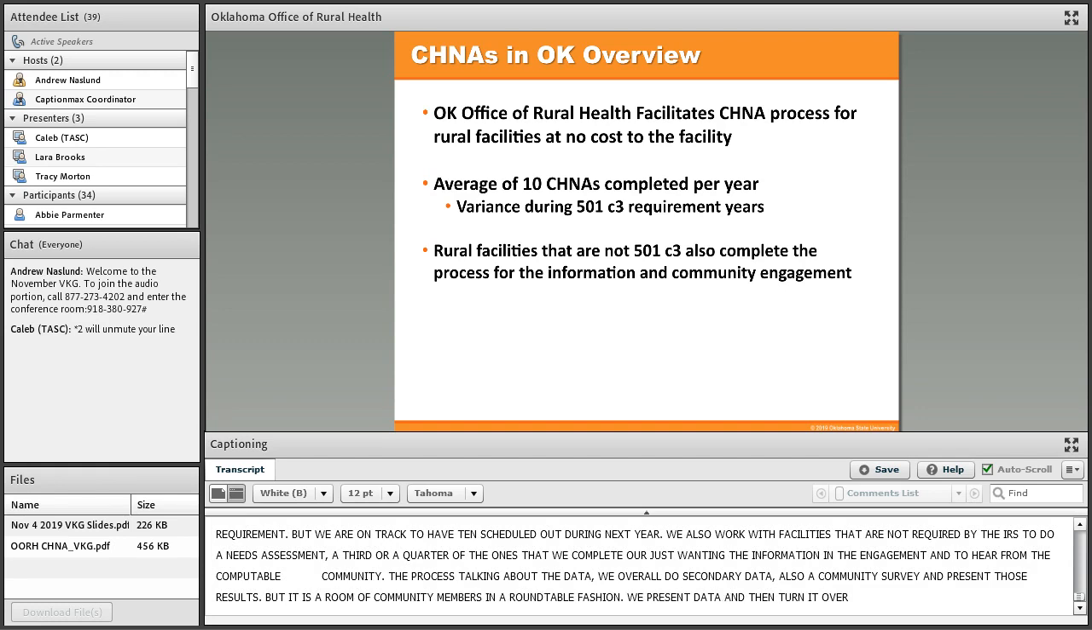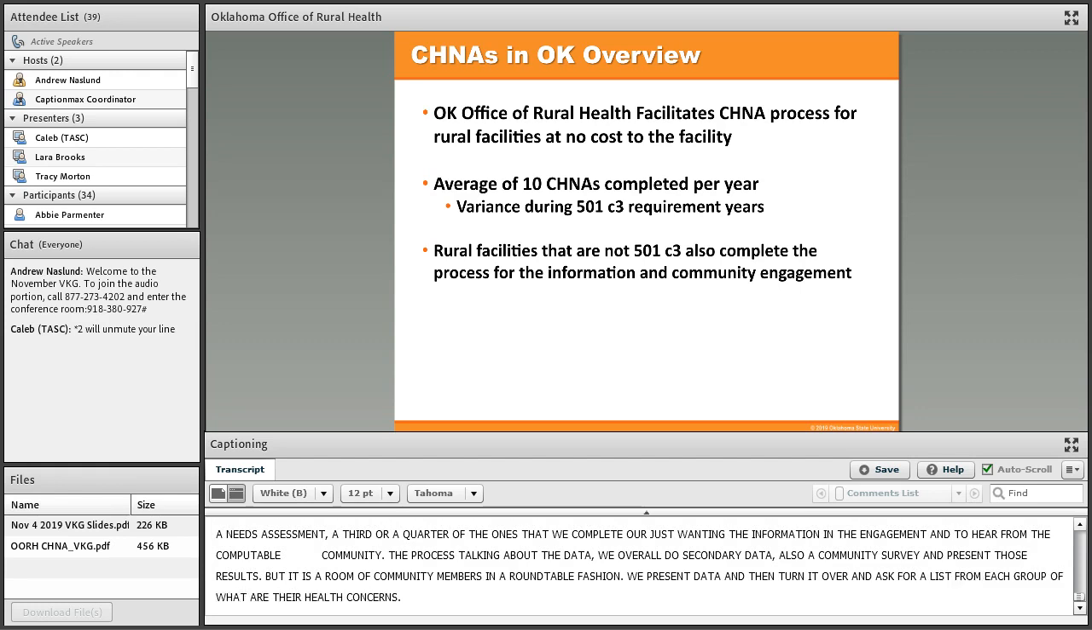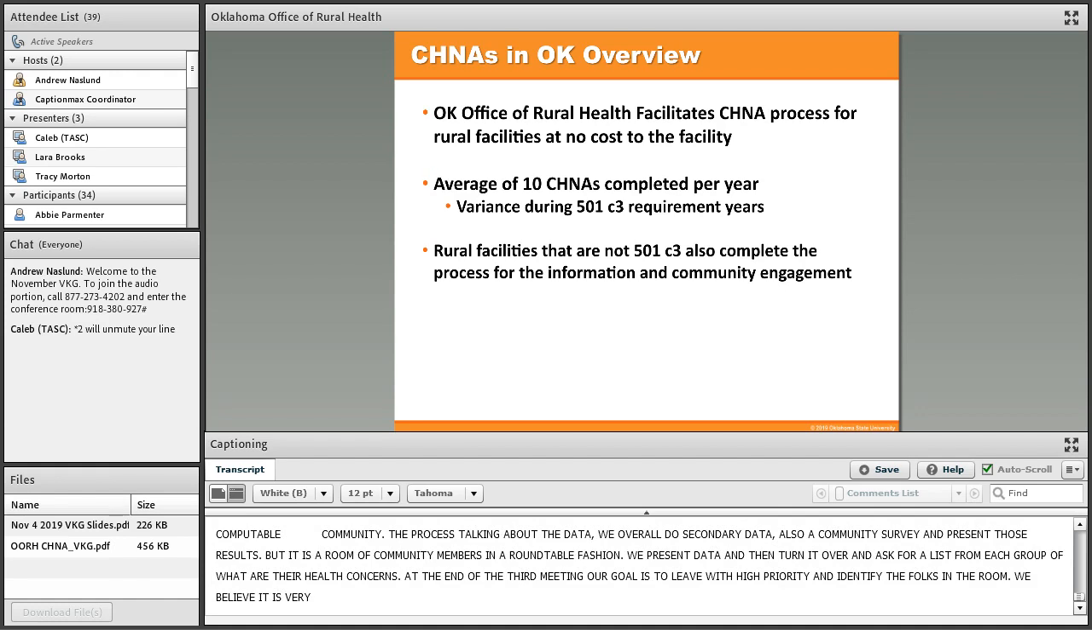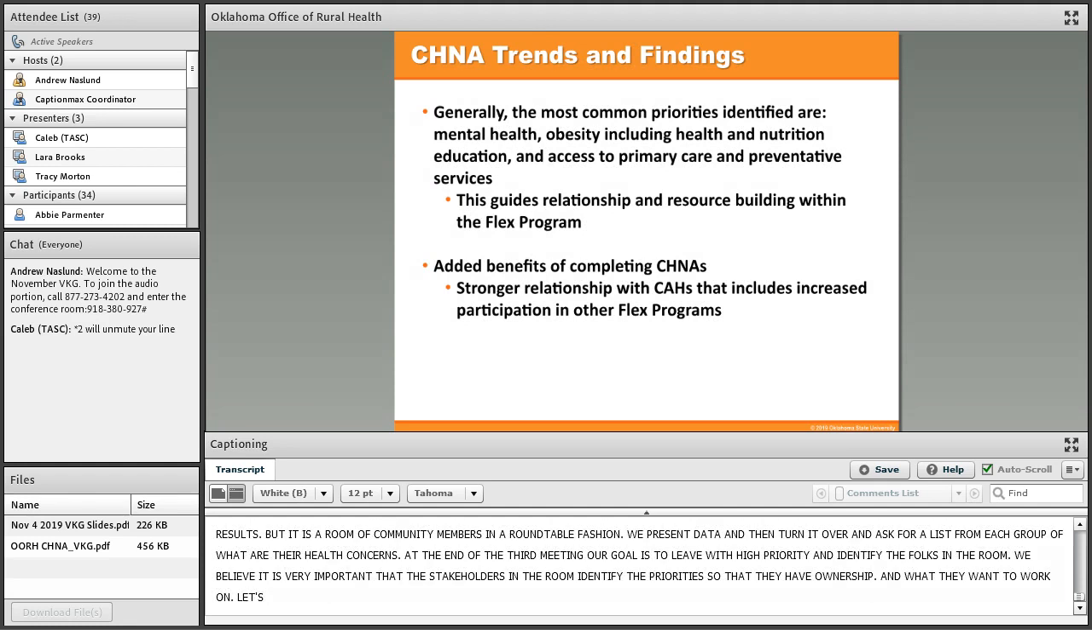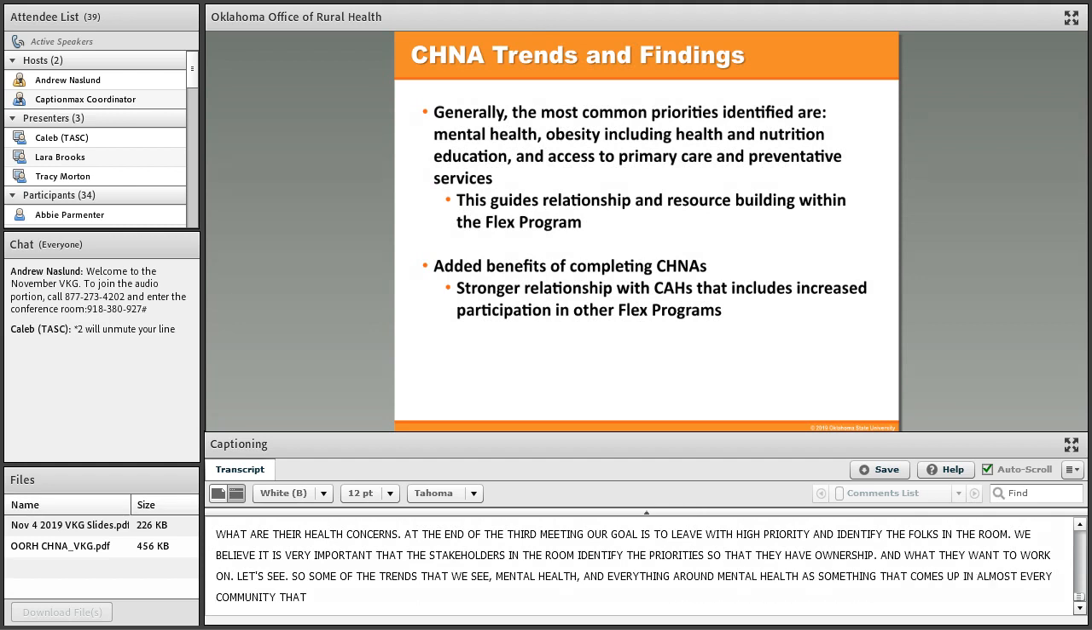So overall, we conduct about, on average, 10 needs assessments every year. Obviously, during the 3-year cycle, we do more. But next year, for example, we shouldn't be doing hardly any for the IRS requirement, but we're still on track to have 10 scheduled out during next year. We also work with facilities who are not required by the IRS to do a needs assessment. I would say about a quarter to a third of the ones that we complete are really just folks wanting the information, wanting the engagement, and to hear from the community.